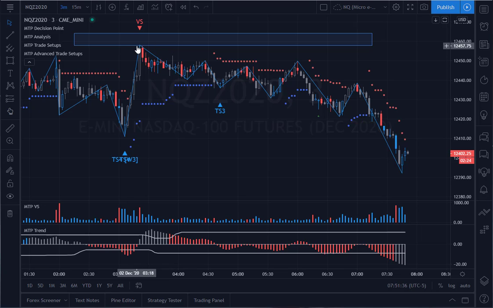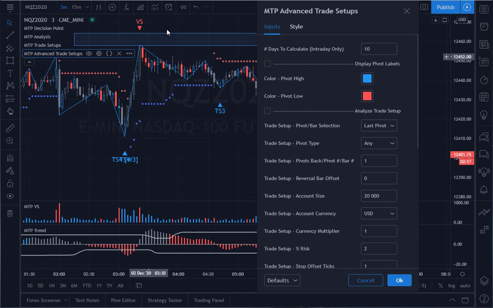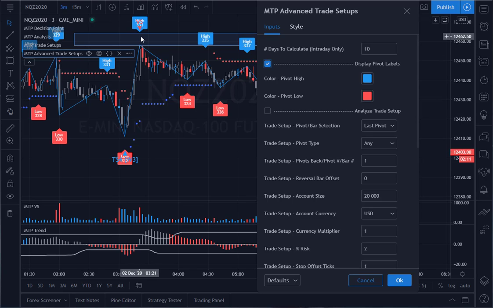Let's place the analysis on this. This is an advanced trade setup, so I'll double click on our advanced trade setups. Now I want to find out which pivot this is. So to do that, I can put our pivot labels on. Just give that a second. And that's actually pivot number, looks like 333, doesn't it?